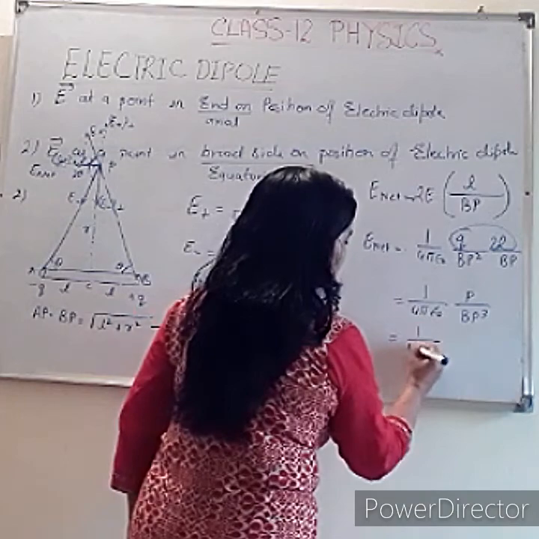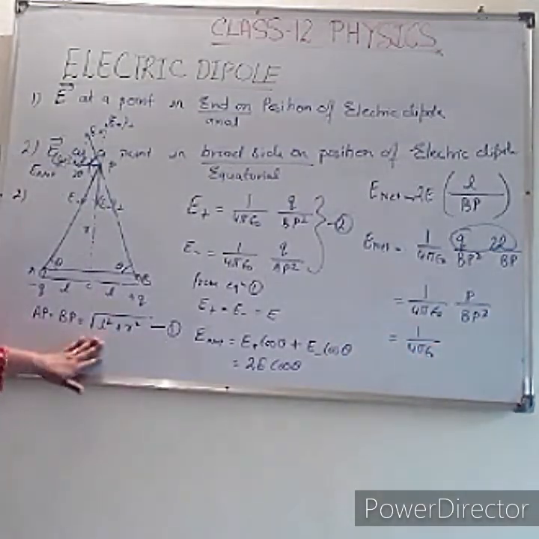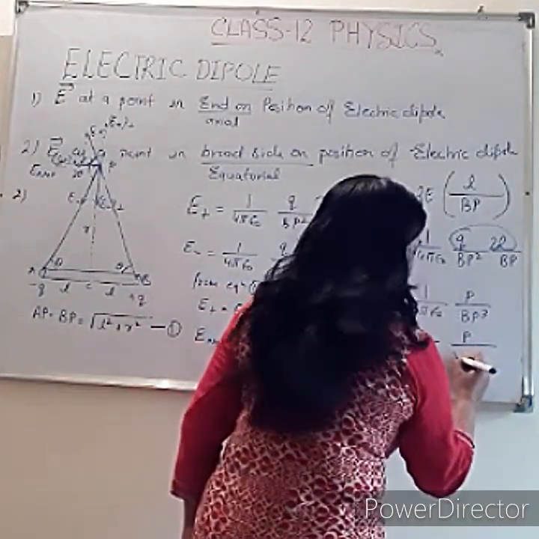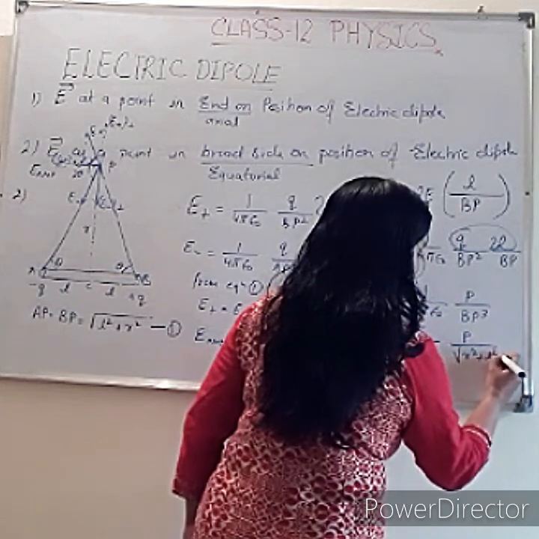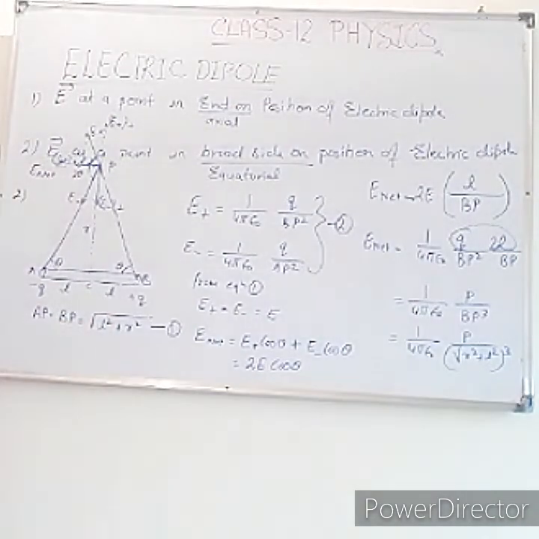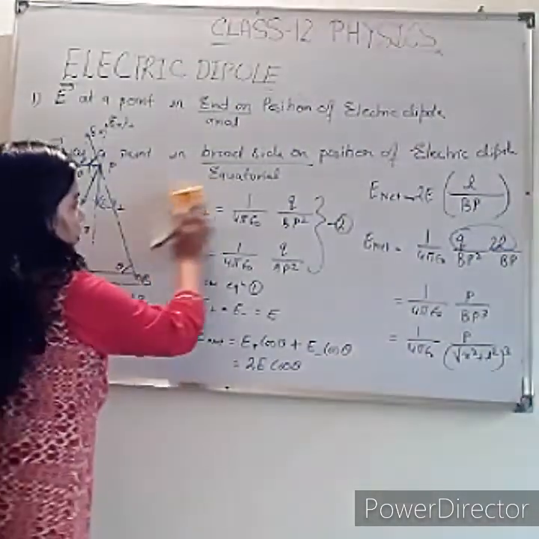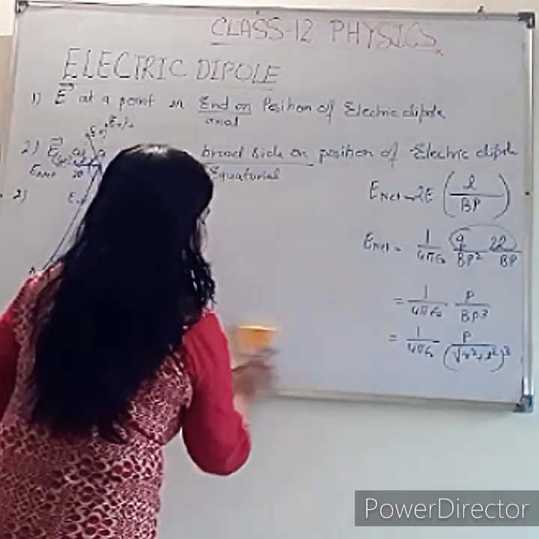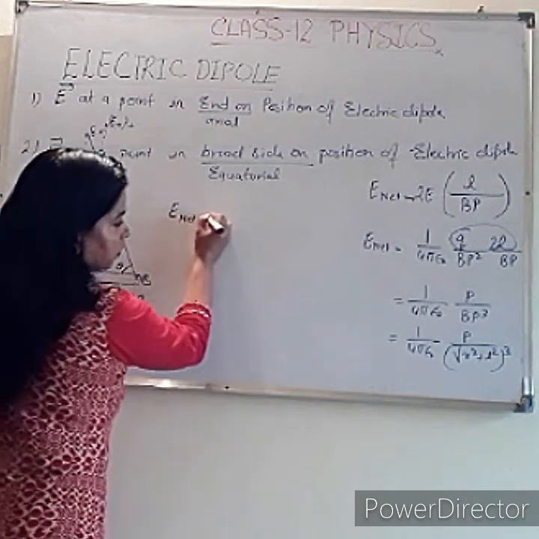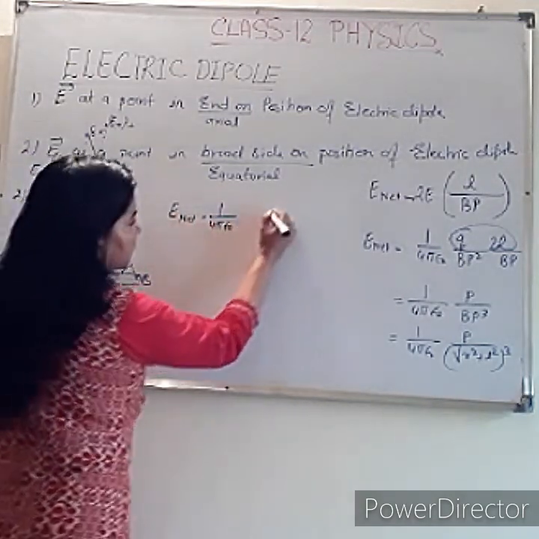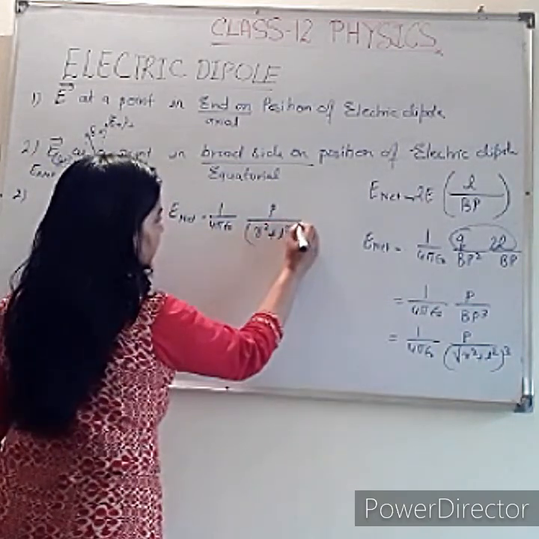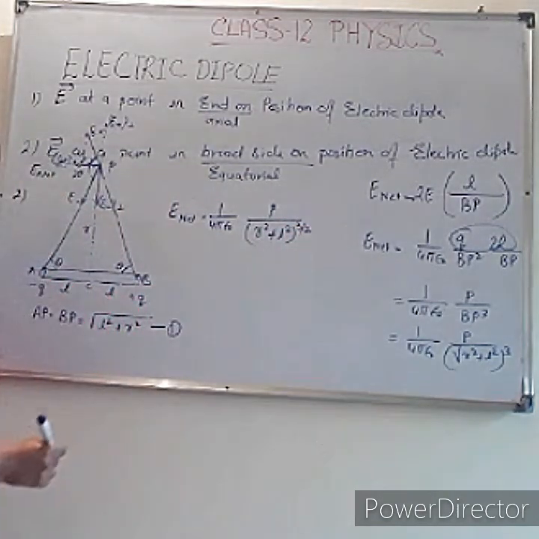What is the value of BP? Using equation 1, you can write down the value of BP. This is under root of R square plus L square, to the power 3. Okay. So this is the overall net electric field at point P in the equatorial condition of the electric dipole. So E net, you can solve in the simplest form, 1 over 4 pi epsilon naught P divided by R square plus L square whole. Under root you can write in the form of 1 by 2, so it will become 3 by 2.